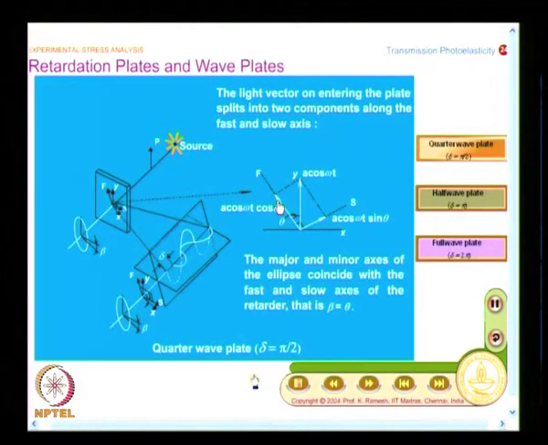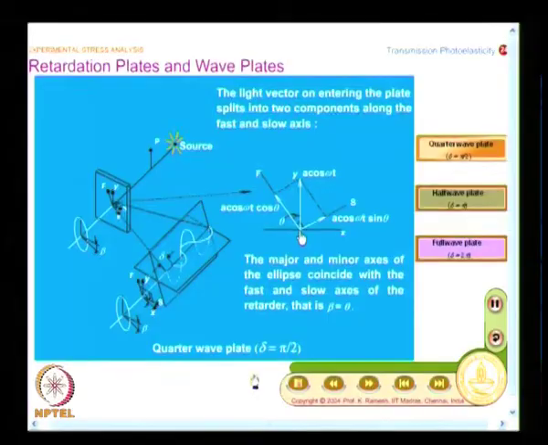In particular cases, it can be plane polarized or it could be circularly polarized, depending on how I manipulate the amplitudes. How do I manipulate the amplitude? I can orient this theta in such a way that I make theta 0, the fast axis coincides with the plane of incident light. What happens? Only plane polarized light will pass through.